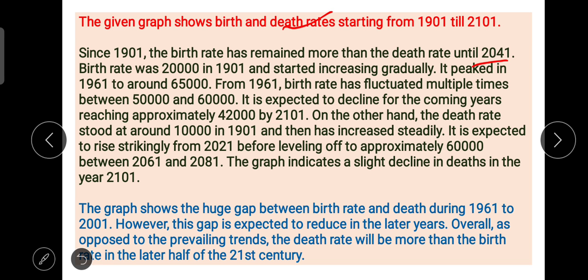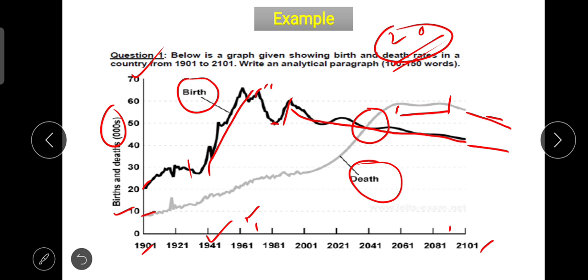It peaked in 2061 at around 65,000. We can see over here, it reaches the peak, and this is around 60. So in 2061, death rate hit the highest point.